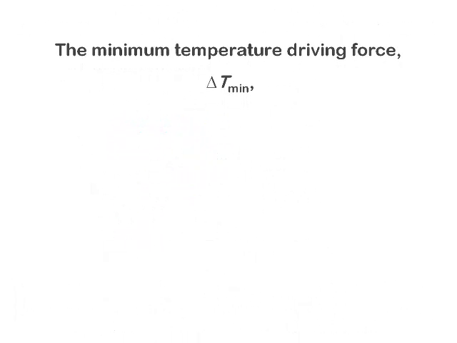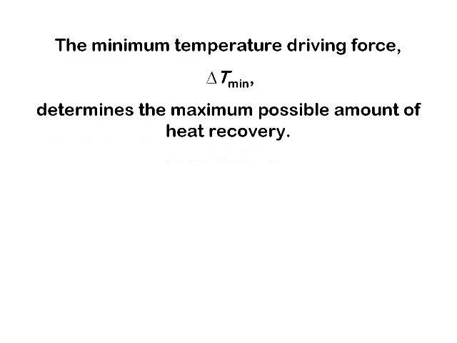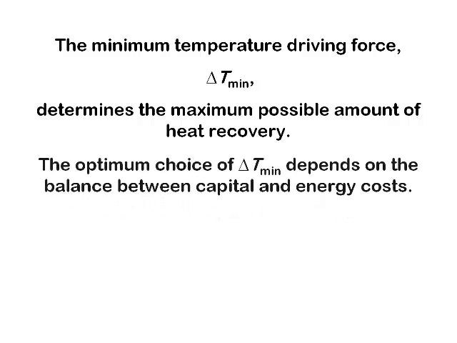So let's think about that for a moment. The minimum temperature driving force is so important that we give it its own little nomenclature, delta T min. And it determines the maximum possible amount of heat recovery. It determines the amount of overlap between our hot stream and our cold stream when we plot them together on the same temperature enthalpy graph, and hence the maximum possible amount of heat recovery.